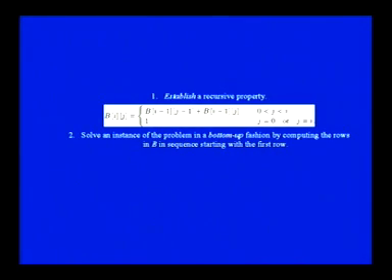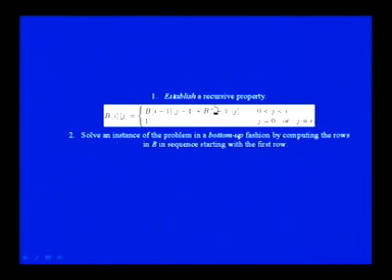So, let me start writing the algorithm. The first step is I am going to establish a recursive property, that is binomial of i comma j is going to be binomial of i minus 1, j minus 1 plus binomial of i minus 1, j, where j ranges from 0 to i, otherwise it is going to be 1. So, this is going to be the first step.